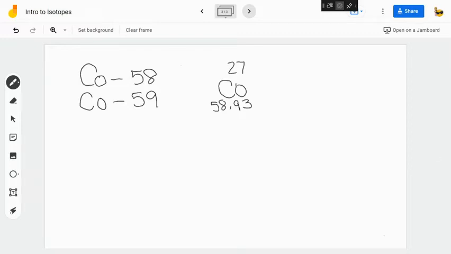So let's analyze this. Each of the cobalts has 27 protons. They're atoms when we're talking about atoms, so there's going to be 27 electrons, and they will be electrically neutral. The difference will be in the number of neutrons.